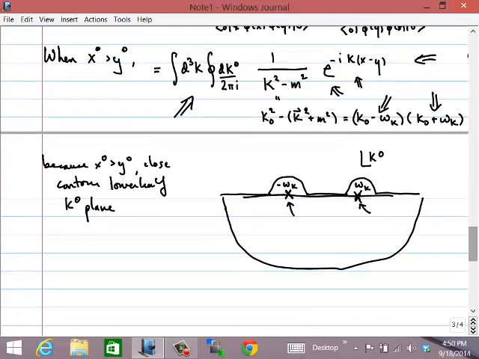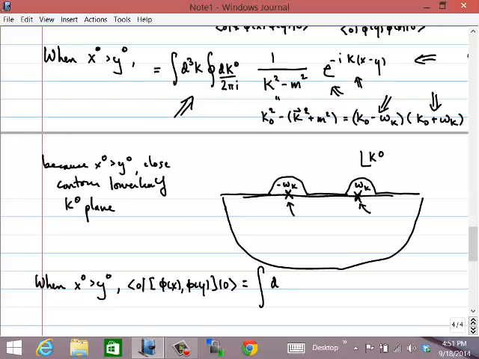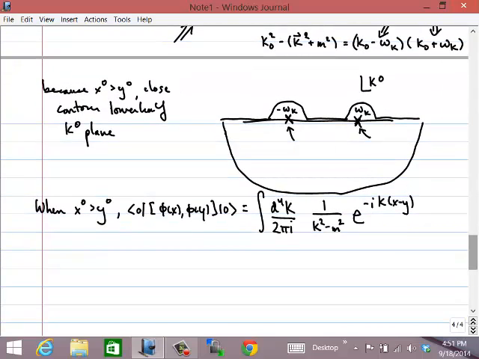So just to reiterate, what we see is that if x happens after y, then the expectation value of this commutator is given by an integral d^4k over 2π i times 1 over k squared minus m squared, e to the minus ik(x minus y), where when we write this integral, we need to be careful to choose the contour prescription.